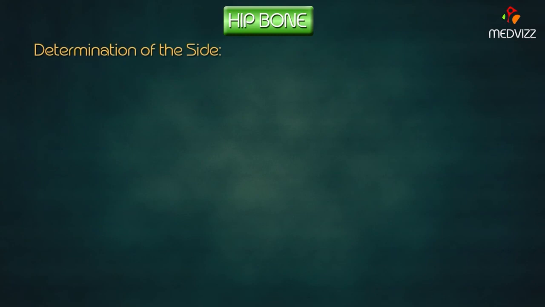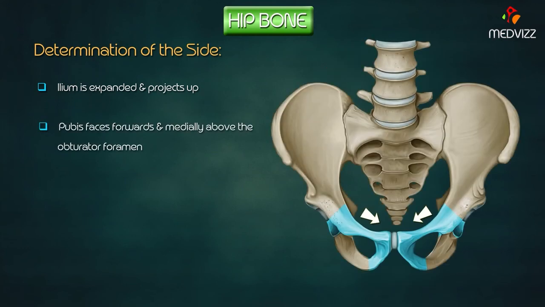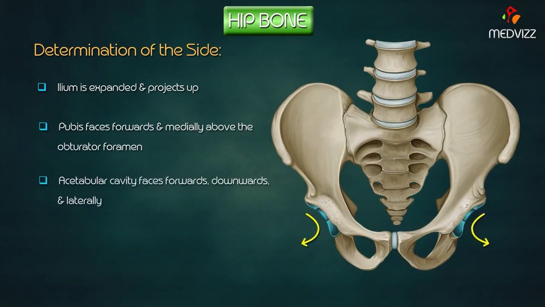Determination of the side. Ilium is expanded and projects up. Pubis faces forwards and medially above the obturator foramen. Acetabular cavity faces forwards, downwards, and laterally.